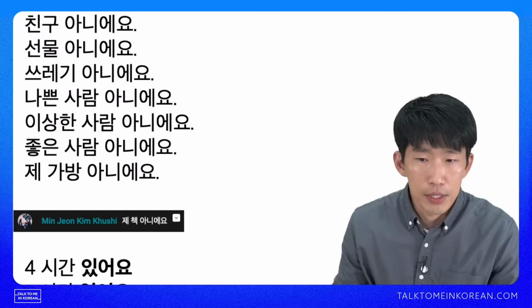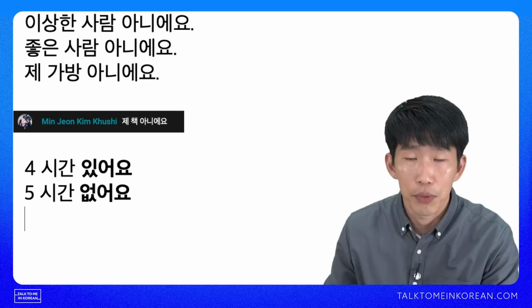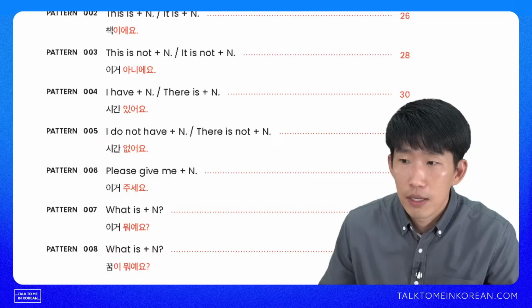You can put 이거 in front of it and say 이거 제 책 아니에요. 저거 제 책 아니에요. This is not my book. That's not my book. And then pattern number 6 is 주세요. Give me this, 이거 주세요.